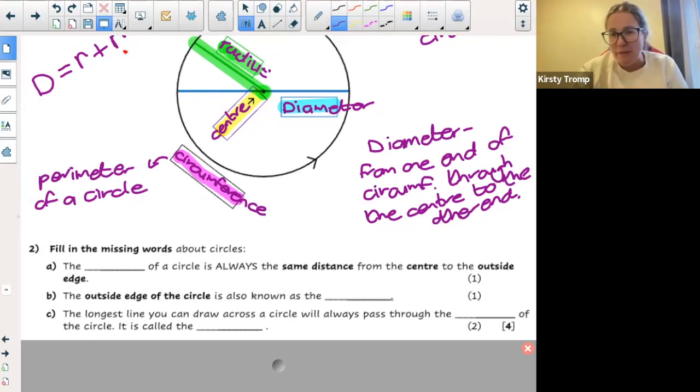You're welcome, no problem. All right, so let's have a look. It says, fill in the missing words about circles. The something of a circle is always the same distance from the center to the outside edge. The fancy word for outside edge is the circumference. So who's going to tell me the what of a circle is always the same distance? The what?